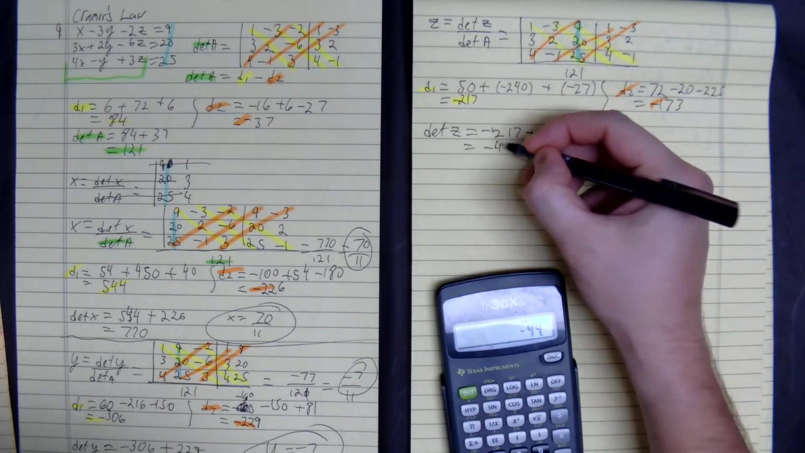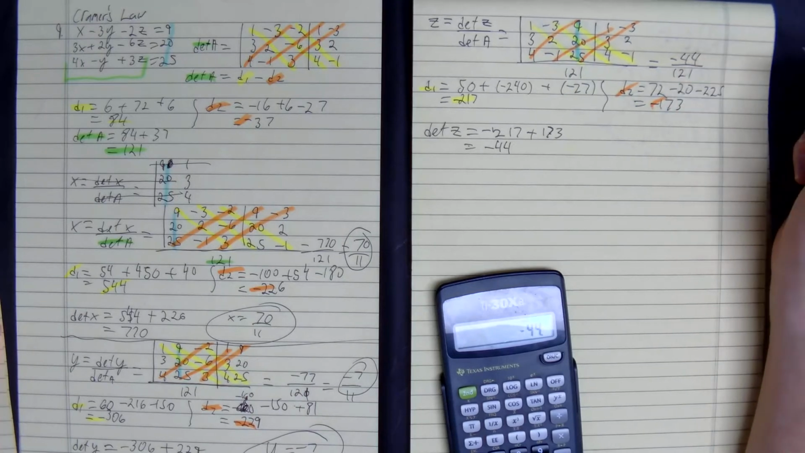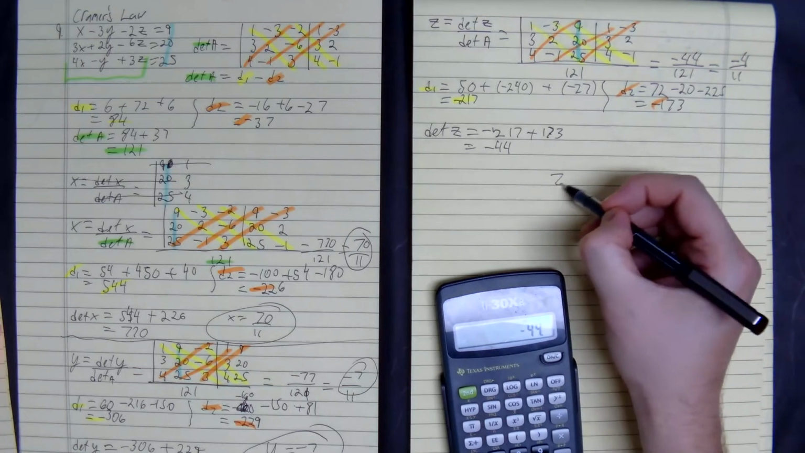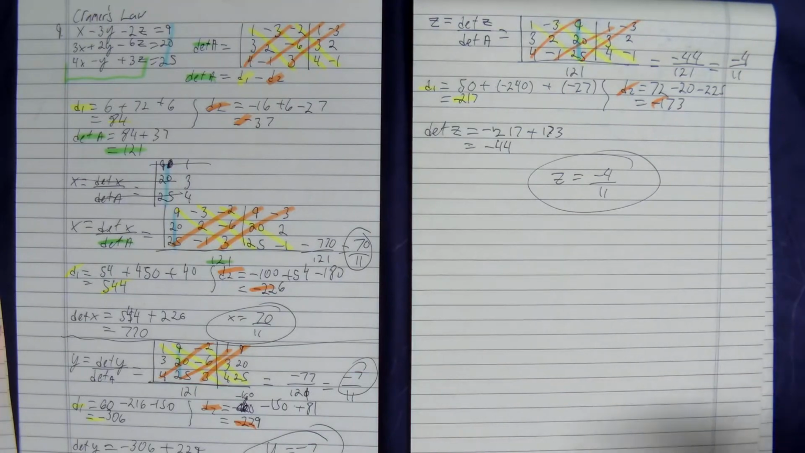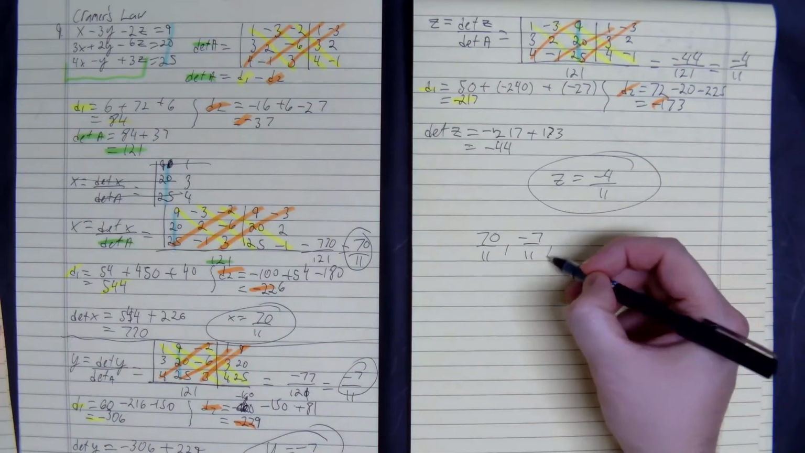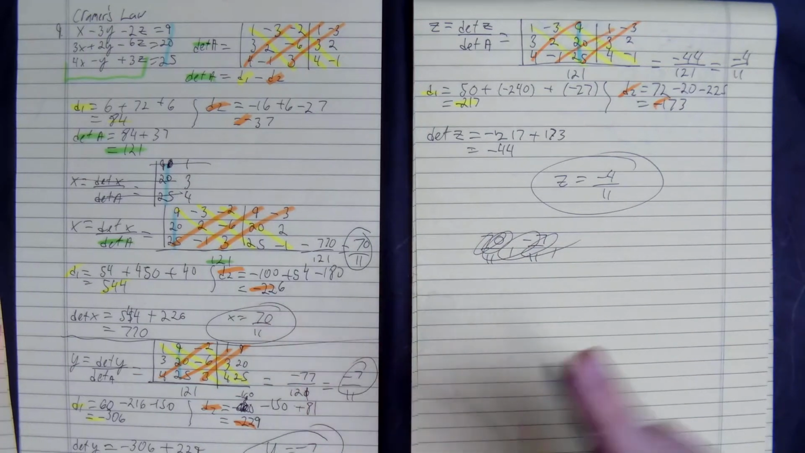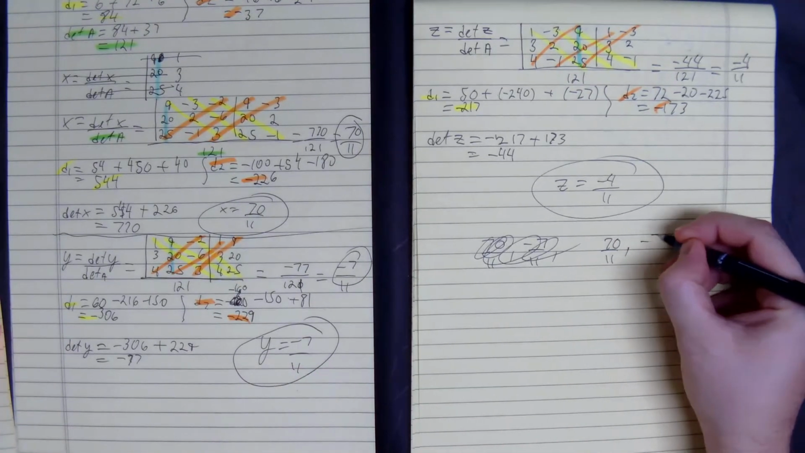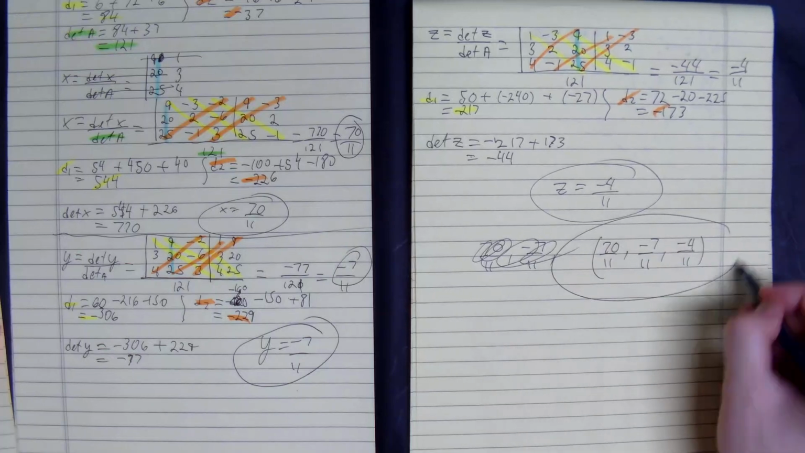So we can plug this back into the equation, which is equal to negative 44 divided by 121. Both share 11, so we get negative 4 over 11. So our final answer, z, is equal to negative 4 over 11. So our answer set would be: x is 70 over 11, y is negative 7 over 11, and z is negative 4 over 11. That's our answer set.